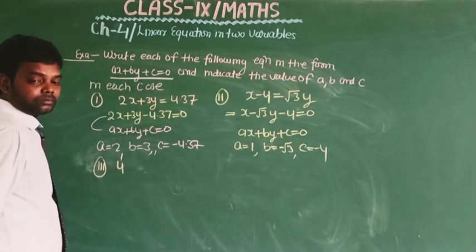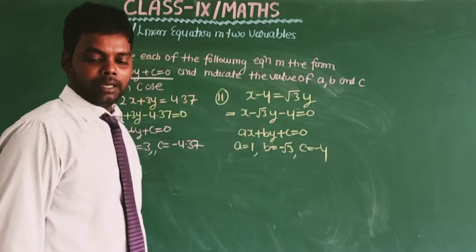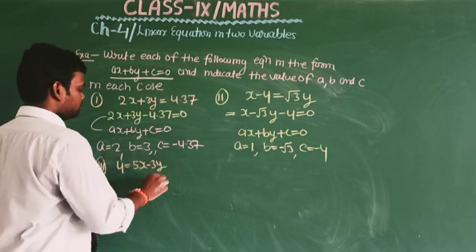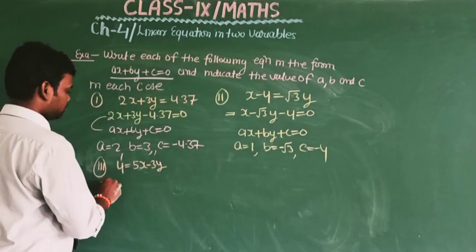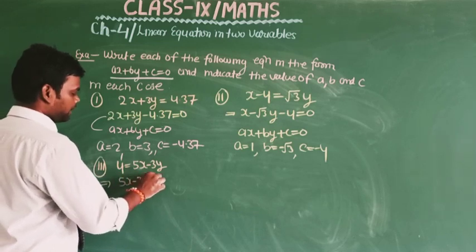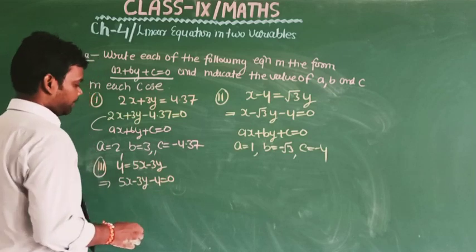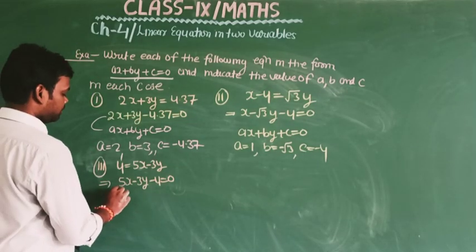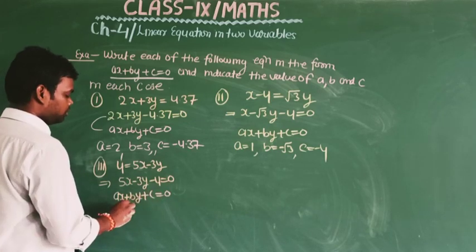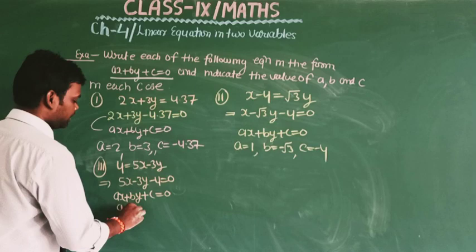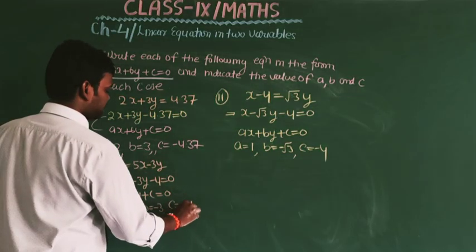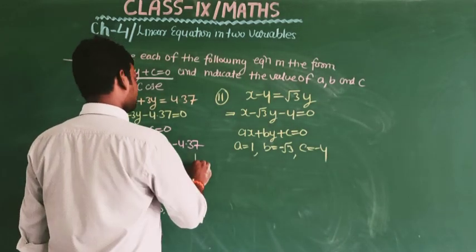Next, 4 equal to 5x minus 3y. This can be written as 5x minus 3y minus 4 equal to 0. Again comparing with the standard equation ax plus by plus c equal to 0, we get a equal to 5, b equal to minus 3, c equal to minus 4.